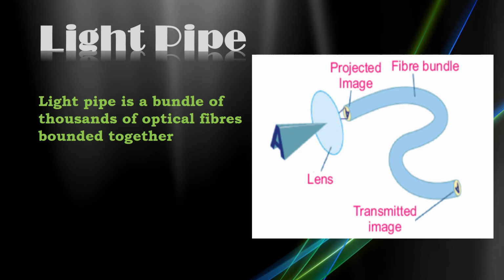Light pipe. Students, it is another application of total internal reflection. A light pipe is basically a bundle of thousands of optical fibers bound together, and they are used to illuminate inaccessible places by doctors or engineers. For example, doctors can view the inside of a human body, and they can also use it to transmit images from one place to another place.